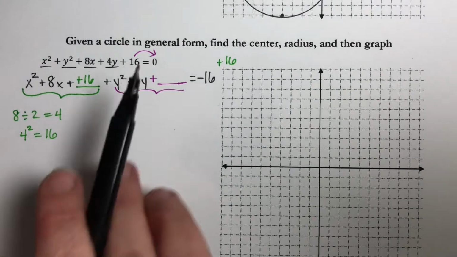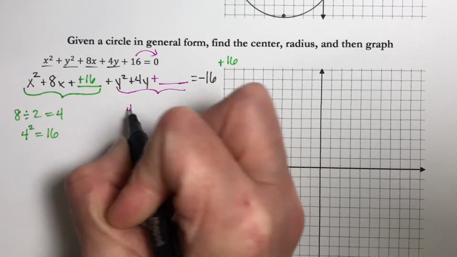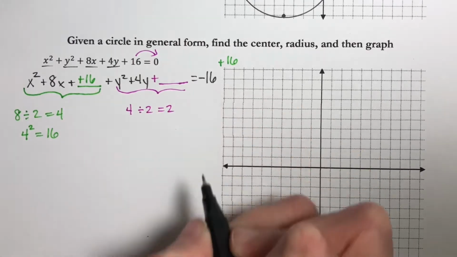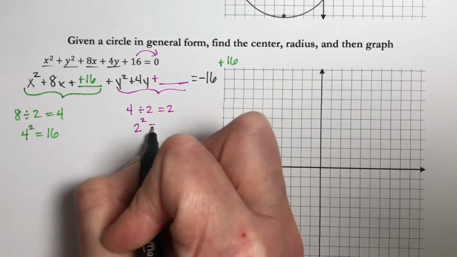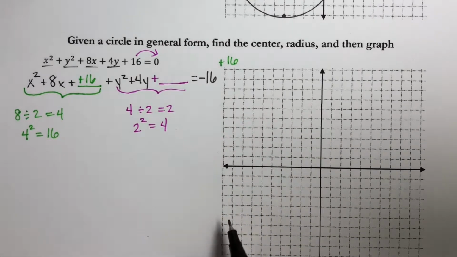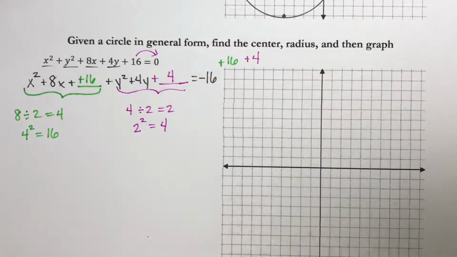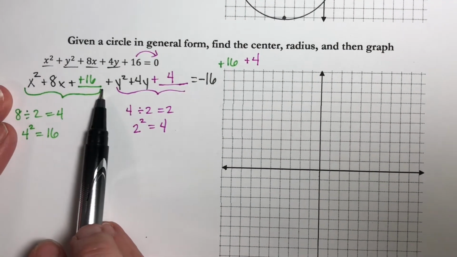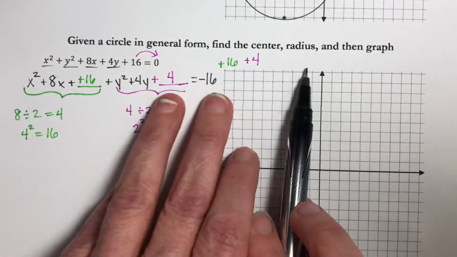Okay, now for the y. I take the number in front of my y, which is a 4, divide that by 2 to get a 2, and then square it to get 4. So here I add 4, here I add 4. Now if I've done this correctly, I should have a perfect square trinomial here plus a perfect square trinomial here equal to a number.